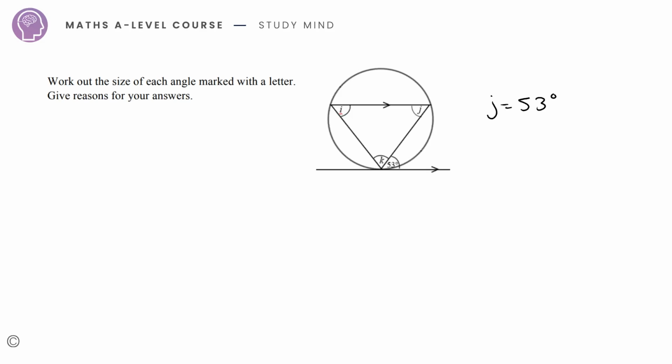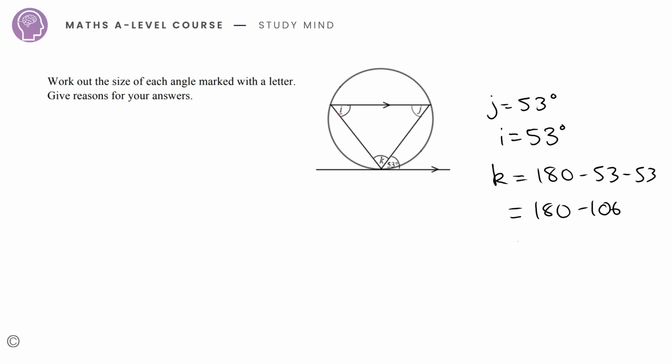And then we know from the alternate segment theorem that I is also equal to 53, because we have this angle and I is opposite in the triangle. And so since the angles in a triangle sum to 180, it follows that K is 180 minus 53 minus 53. It's 180 minus 106, 74 degrees. Furthermore, it follows that the triangle is isosceles.